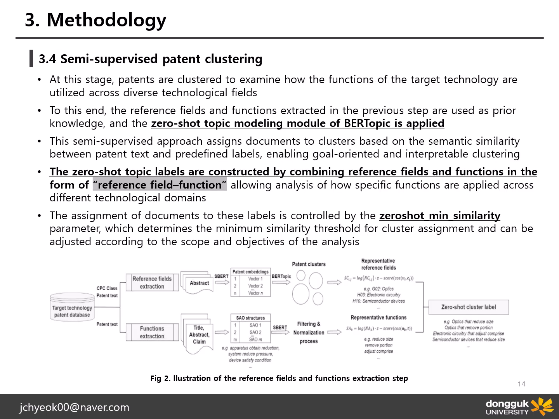In this stage, patents are clustered to analyze how the functions of the target technology are utilized across different technological domains. To achieve this, the previously extracted reference fields and functions are used as prior knowledge, and zero-shot topic modeling based on BERTopic is applied. This approach constructs clusters based on the semantic similarity between patent documents and predefined labels, enabling a goal-oriented and interpretable analysis of how functions are applied across domains.